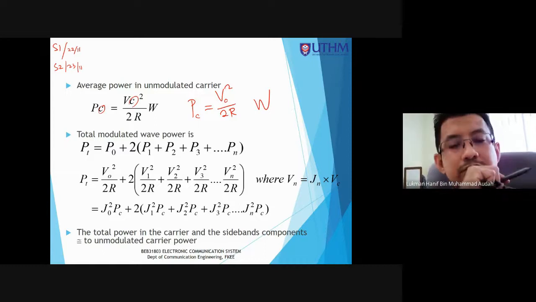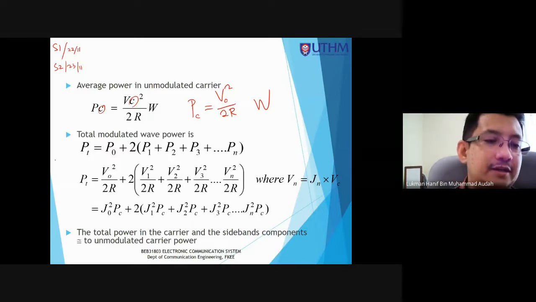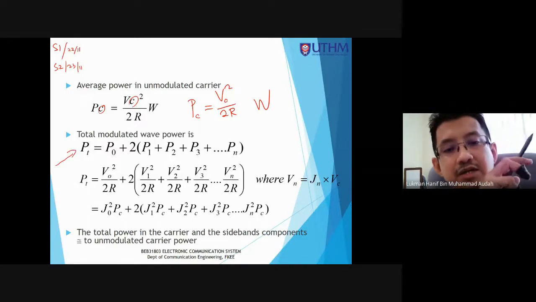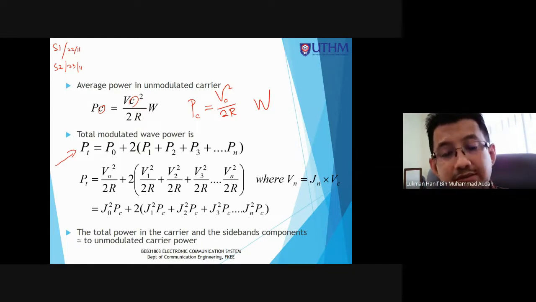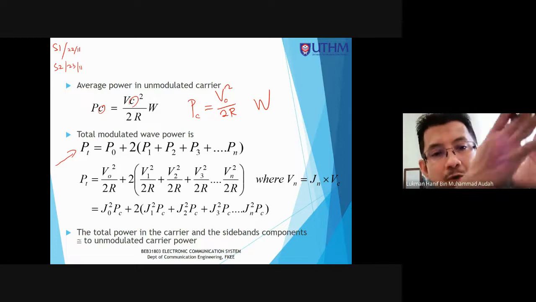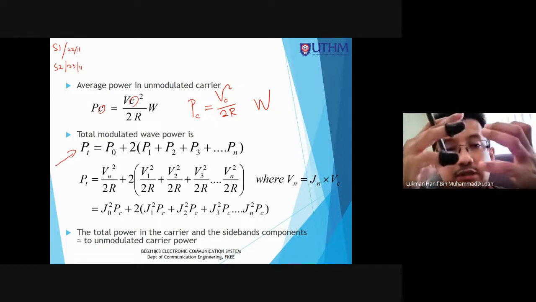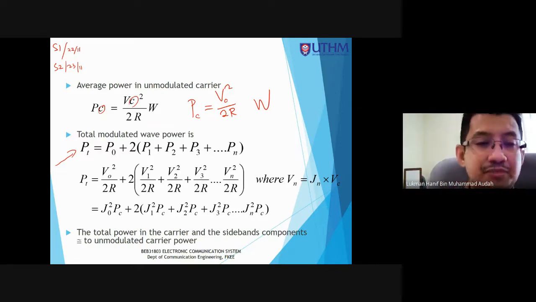Okay, so again, when we calculate the total power, we can also calculate based on the summation of all frequency component powers. Macam yang kita buat dalam AM sebelum ini, yang mana kita tambahkan semua power daripada setiap frequency component. So the method is still the same actually. Methodnya juga masih sama sebenarnya.